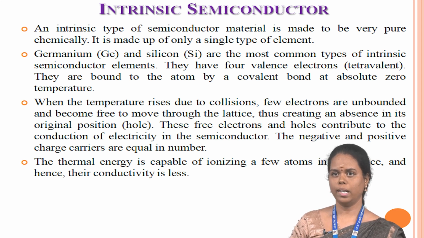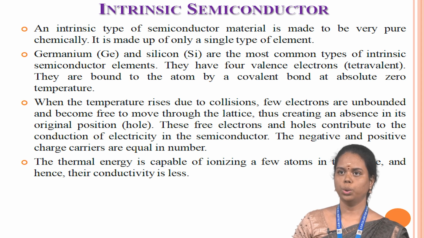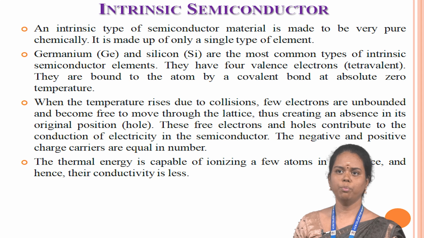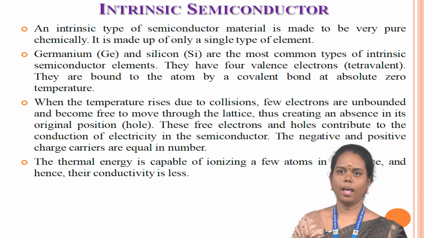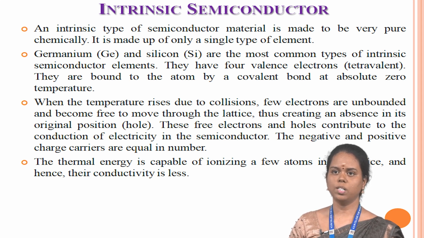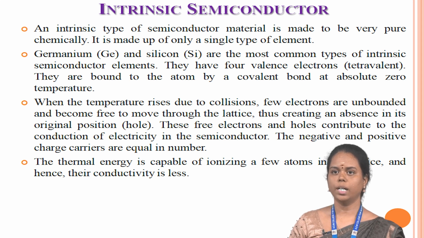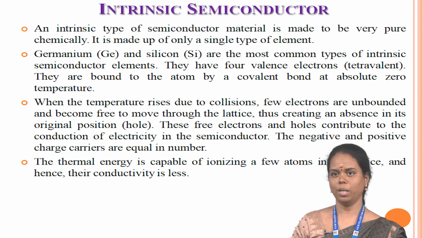They have 4 valence electrons. They are bound to the atom by covalent bonds at absolute 0 temperature. When the temperature rises, due to collisions a few electrons become unbound and free to move through the lattice, thus creating an absence at the original position, called holes. The free electrons and holes contribute to conduction of electricity in the semiconductor.